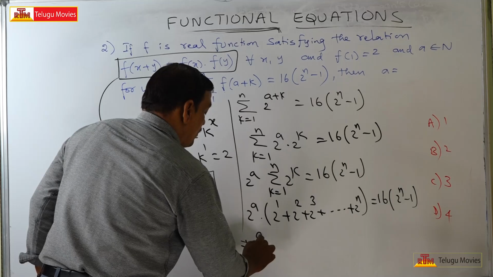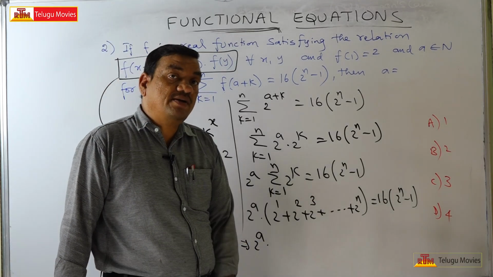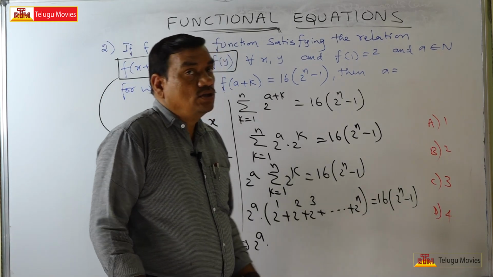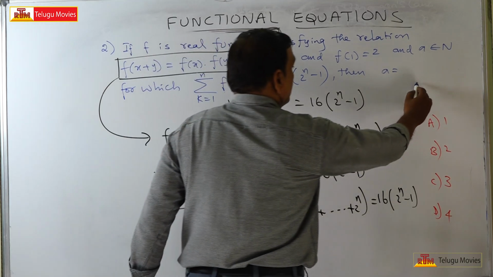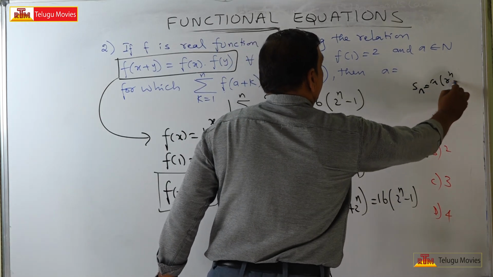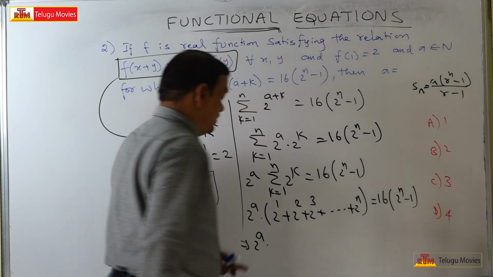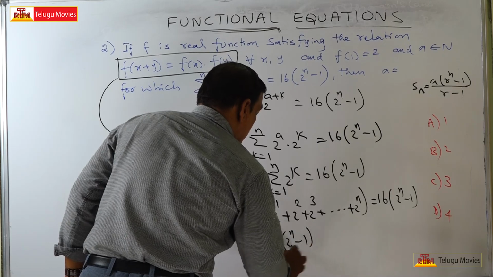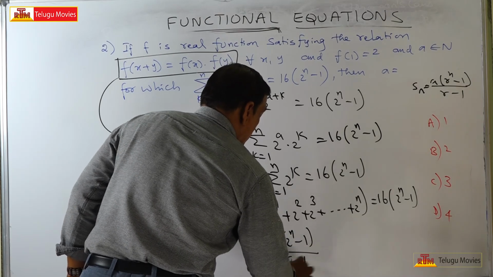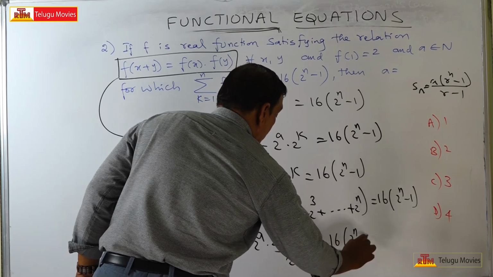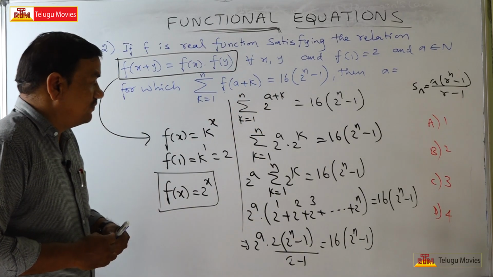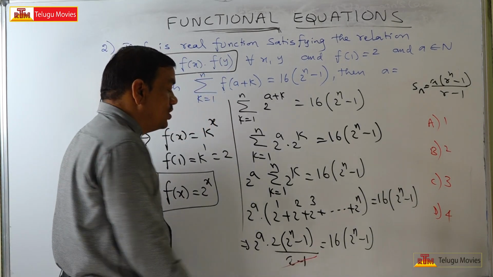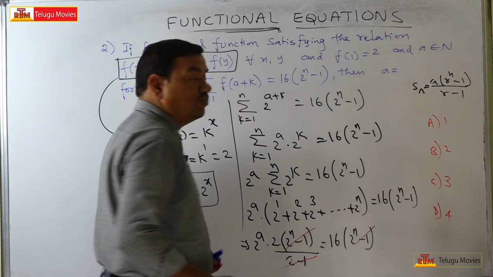So this is 2 power a into a geometric progression with first term 2 and common ratio 2, number of terms n. The geometric progression formula is Sn equal to a into r power n minus 1 upon r minus 1. The first term a is 2. So 2 into 2 power n minus 1 upon 2 minus 1 is equal to 16 times 2 power n minus 1. So everything is over. Here 2 minus 1 is 1, and 2 power n minus 1 on both sides we can cancel.